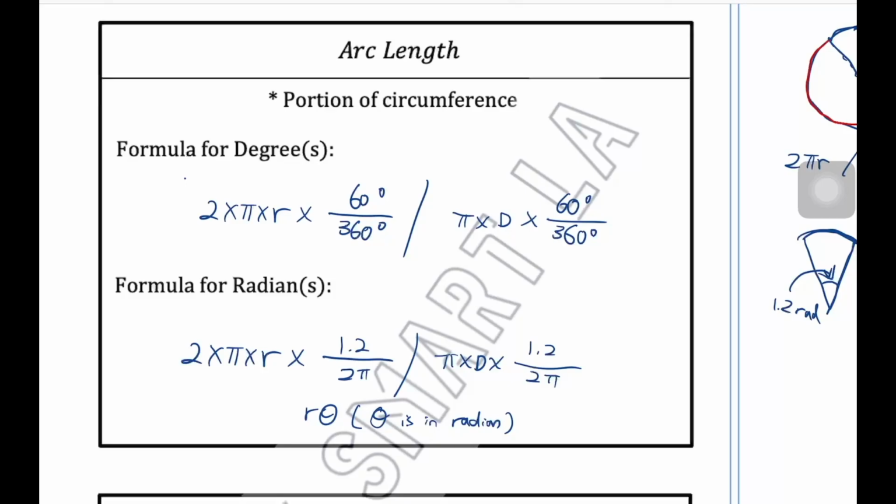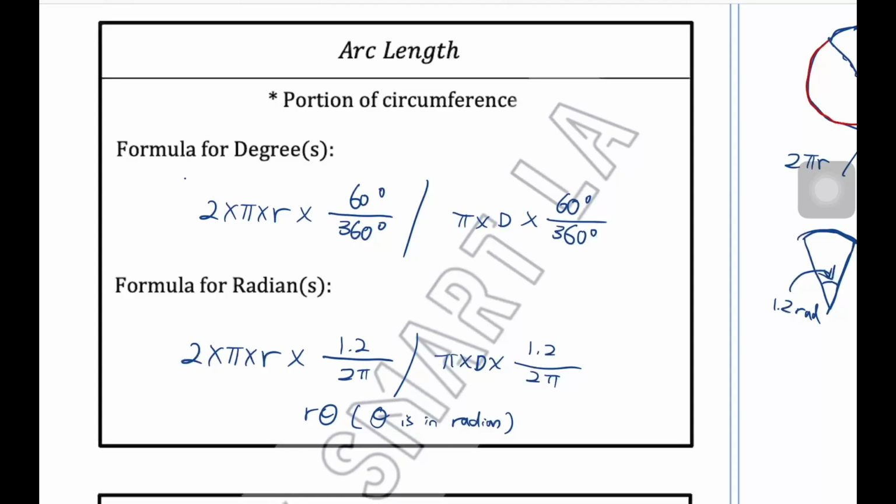So instead of memorizing r theta, what I usually teach my students is to use the formula for circumference, and see what portion of the circumference your angle represents. Just put the angle over the whole thing, your 360 degrees. Or put your angle in radian over your whole 2 pi, and you'll be able to calculate your arc length, because arc length is nothing but a portion of the circumference.